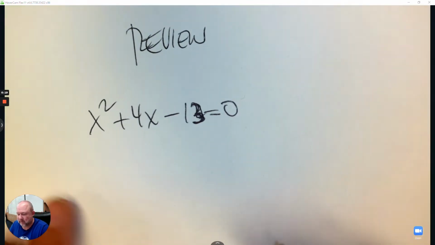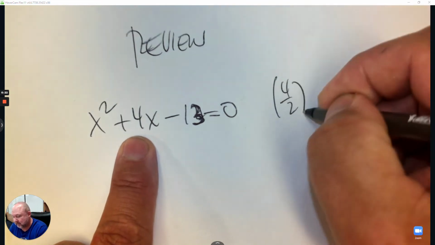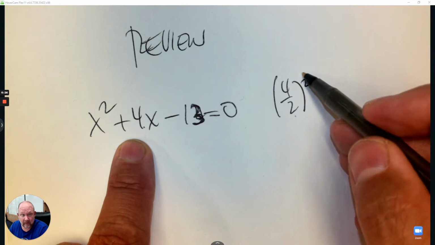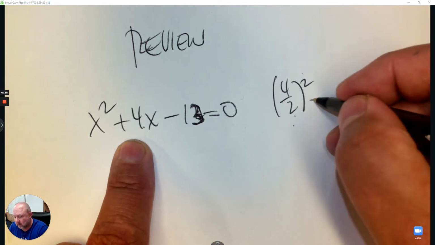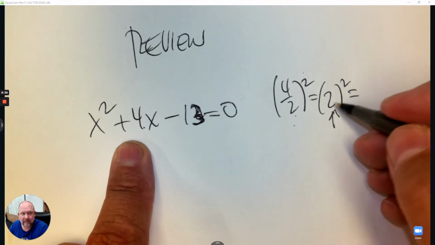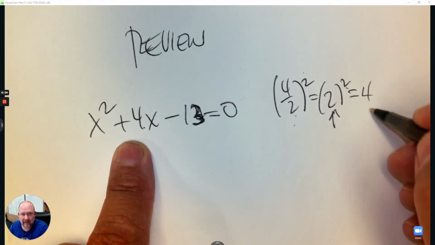So to complete the square, we take the middle number and we find a magic number. So I take 4 and I divide it by 2 and square it. Write it down. 4 divided by 2 is 2. We're going to need that number. And 2 squared is 4. I'm going to need that number.